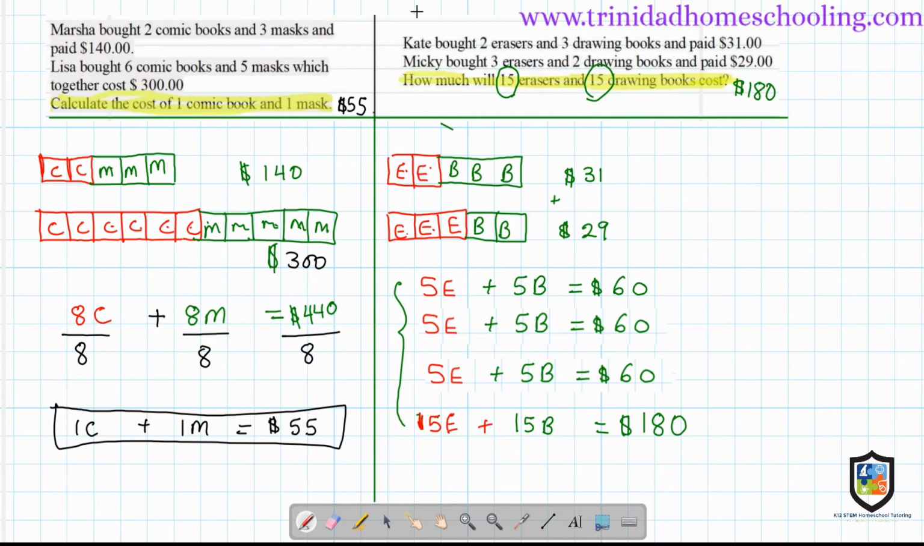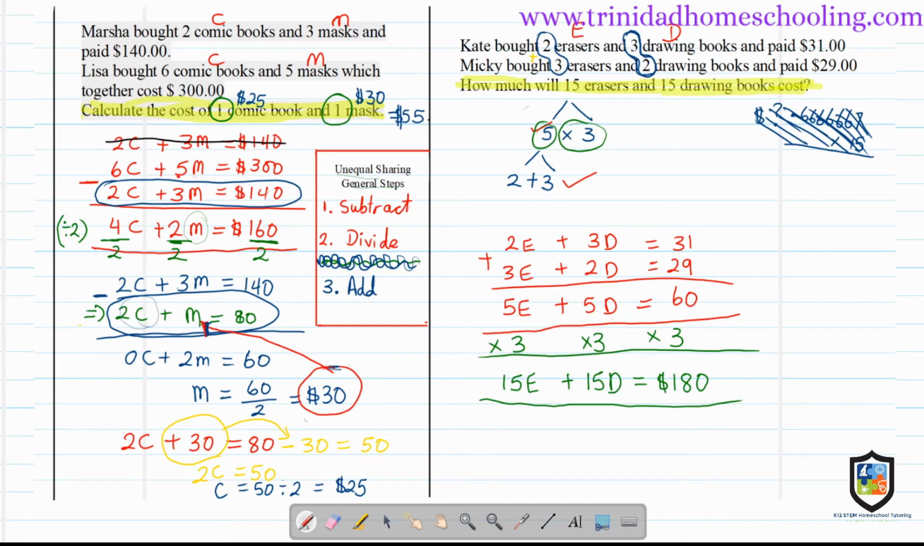If we go back to the previous solutions for the previous method, we did the same thing, right? We multiplied by 3 and we got the same 180. So students who need the extra visual help, that's what the bar modeling is for. Some students are quick on the draw and they will quickly realize that 2 plus 3 is 5 and 5 multiplied by 3 will give me 15.